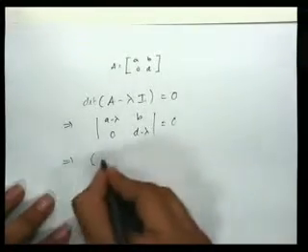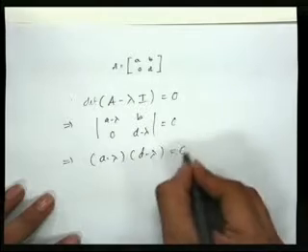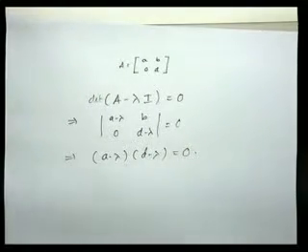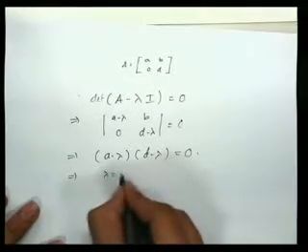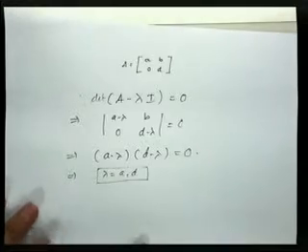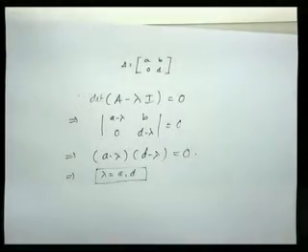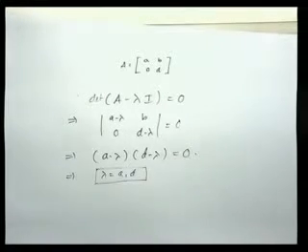So here we have (A minus lambda)(D minus lambda) equal to 0. It will give you lambda equal to A and D. These are the roots of the characteristic polynomial, therefore they are eigenvalues. And what are these two eigenvalues? These are nothing but the entries on the main diagonal.